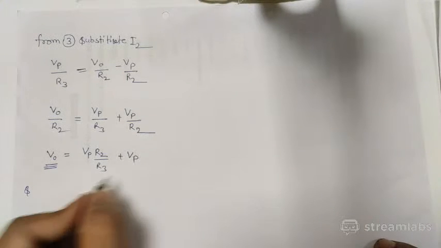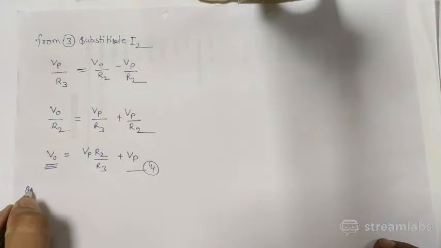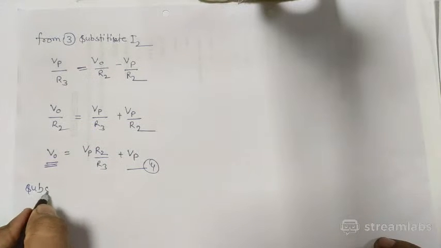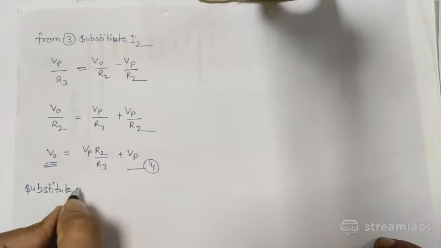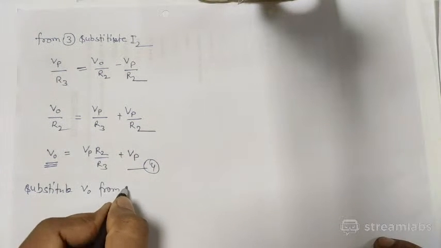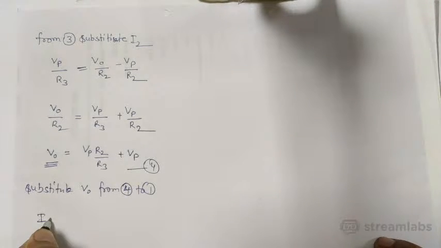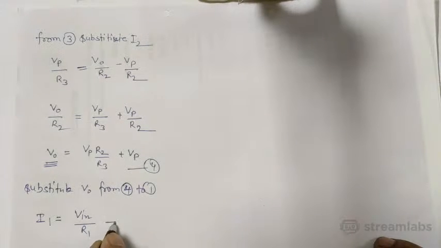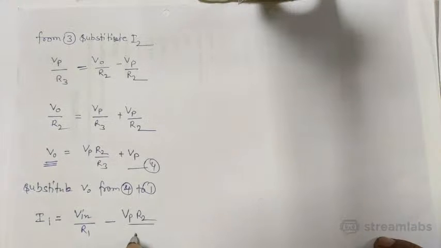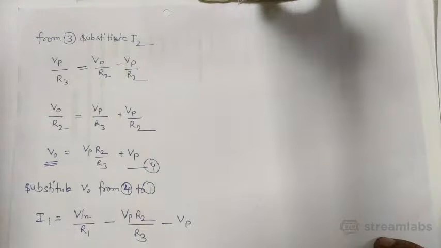Substituting this value into equation 1, this is equation number 4. So substitute V0 from 4 to 1. This will make I1 equal to Vn upon R1 minus V0, so minus Vp R2 upon R3 minus Vp. Let's solve this.